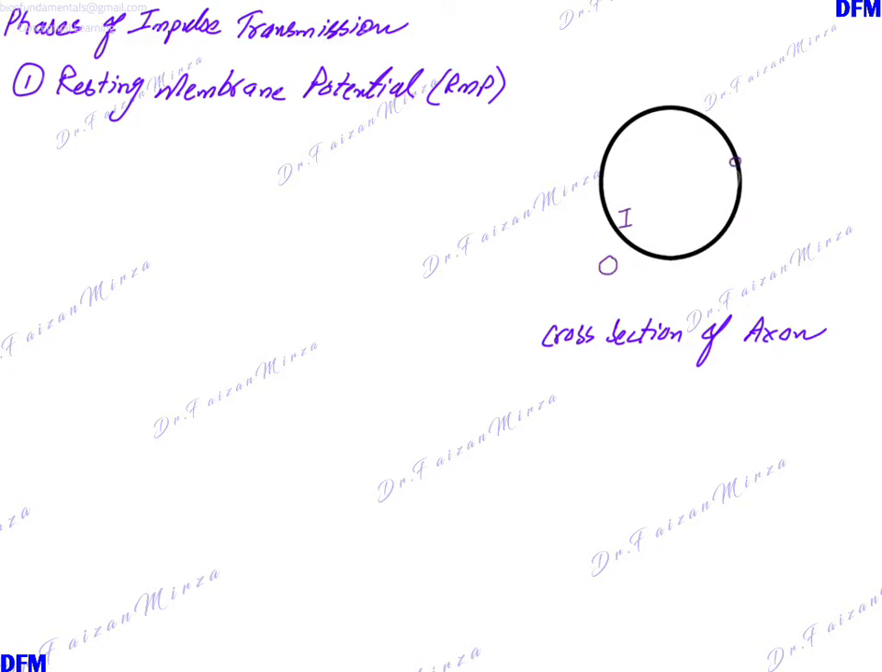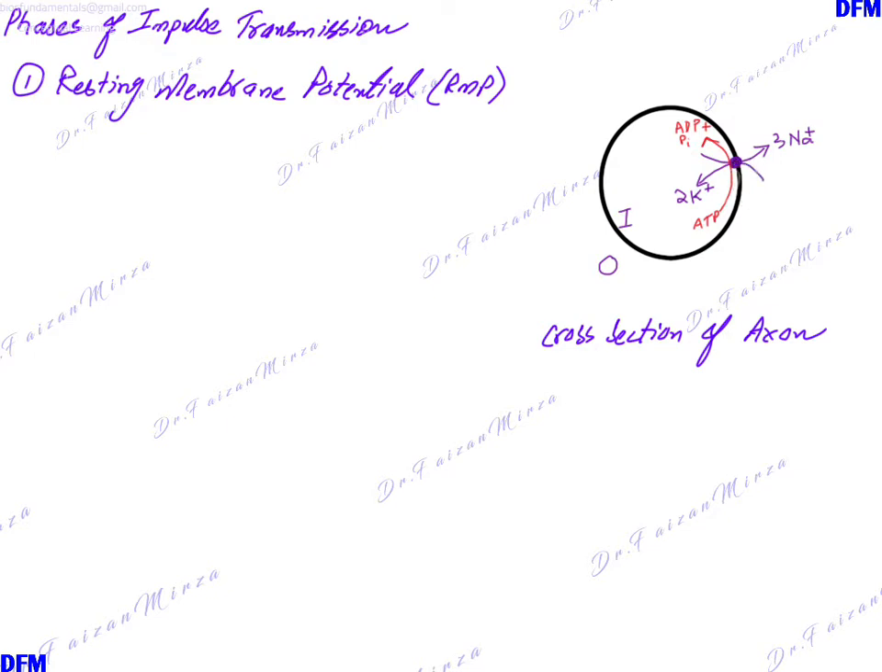Here I am drawing the cross section of an axon. Cross section means you are cutting the axon along its width and you are trying to see it so that it appears circular. This is the inside of the axon, this is the outside of the axon, and the membrane of the axon is called neurolemma. On the neurolemma there is a protein pump, which is the sodium-potassium pump.